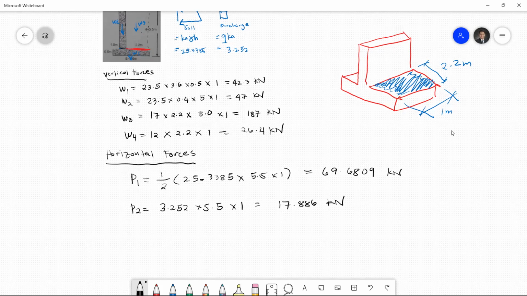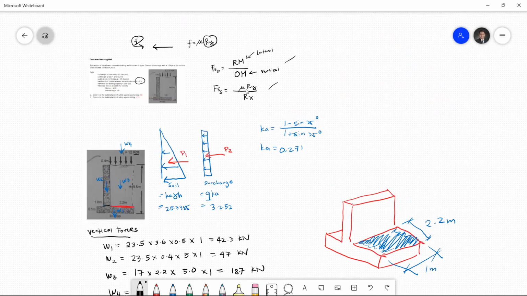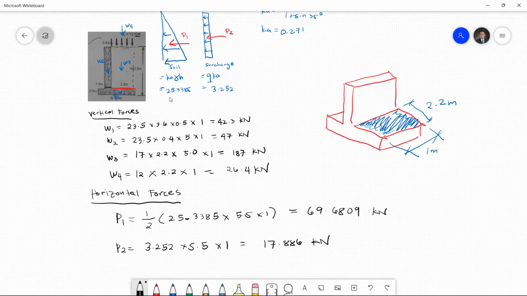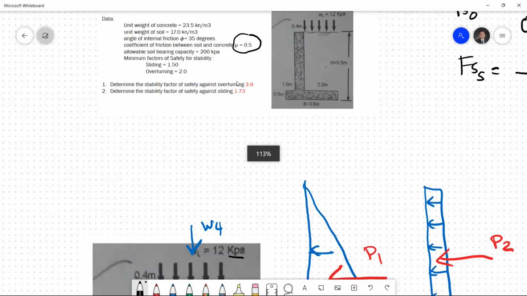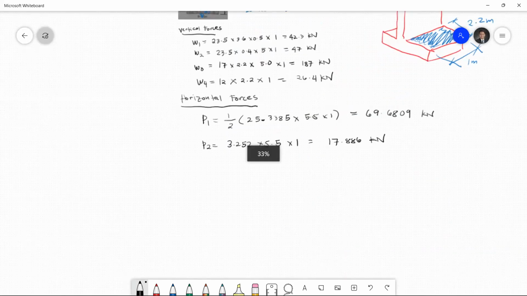So we can now already solve for this one. So factor of safety against sliding. So easily can solve for this one. Okay, so anyway, we need first determine the factor of safety against overturning. Yun muna tayo. So letter A, to solve for factor of safety against overturning. Okay, that is the working equation is RM, righting moment, over overturning moment.